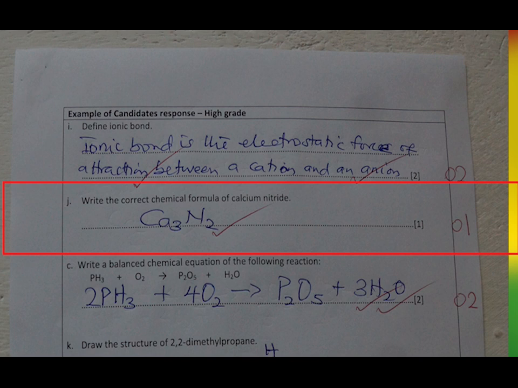And apply them correctly to get the correct formula for calcium nitride, which is supposed to be Ca subscript 3 and N subscript 2. Therefore, she's awarded 1 mark out of 1.